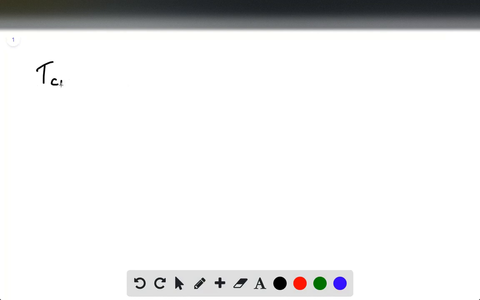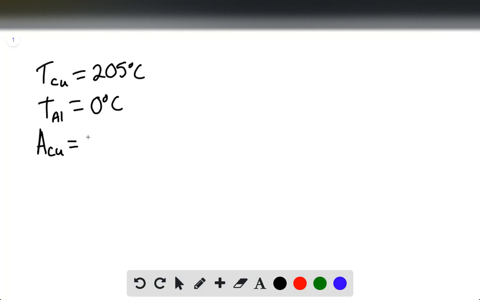So the temperature of the copper, I apologize, is going to be equal to 205 degrees Celsius, and then the temperature of the aluminum is going to be equal to 0 degrees Celsius. We have the surface area of the copper rod is going to be equal to the surface area of the aluminum rod, and this is going to simply be equal to A.